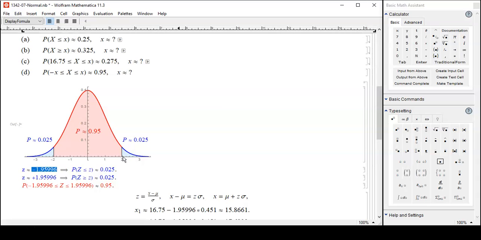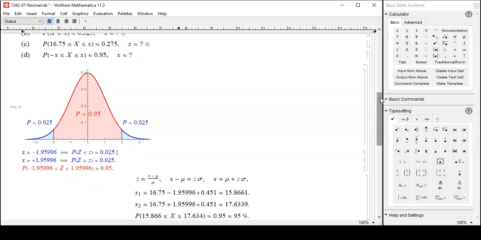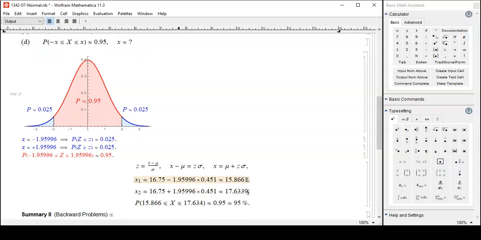So instead of looking up this right-hand side and then looking up 0.975, I could have looked up this left-hand side one, and then get negative 1.96. And how about this one? By symmetry, positive 1.96. Yeah, okay, this method is probably a little bit easier to understand than the one I did in section 3. In any case, we get plus or minus 1.96, and we get this kind of computation.